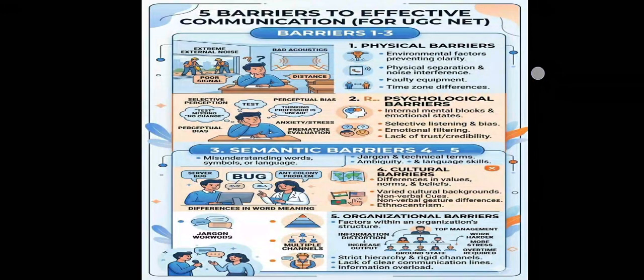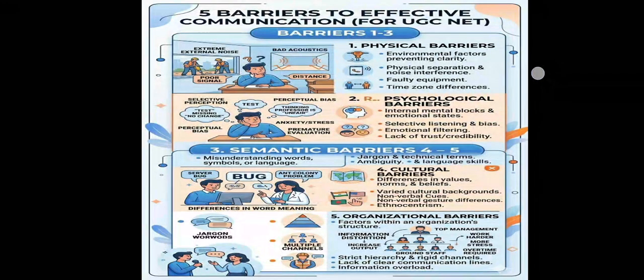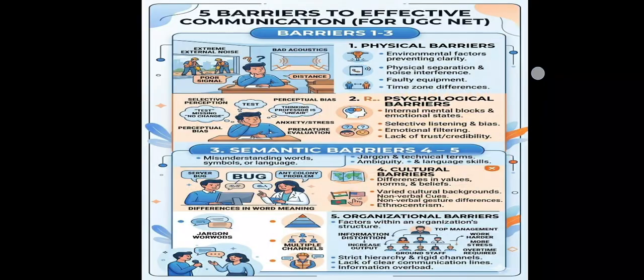Next, we have anxiety and stress. When a person is experiencing a high level of stress, fear, or anxiety, their cognitive capacity shrinks. A student experiencing severe exam anxiety might literally misread a straightforward question on the paper because their emotional state is clouding their logic. Next, we have emotional filtering. If you are incredibly angry, happy, or deeply sad, your emotions act as a colored lens. A neutral comment from a colleague can sound like an insult if you are already feeling defensive.